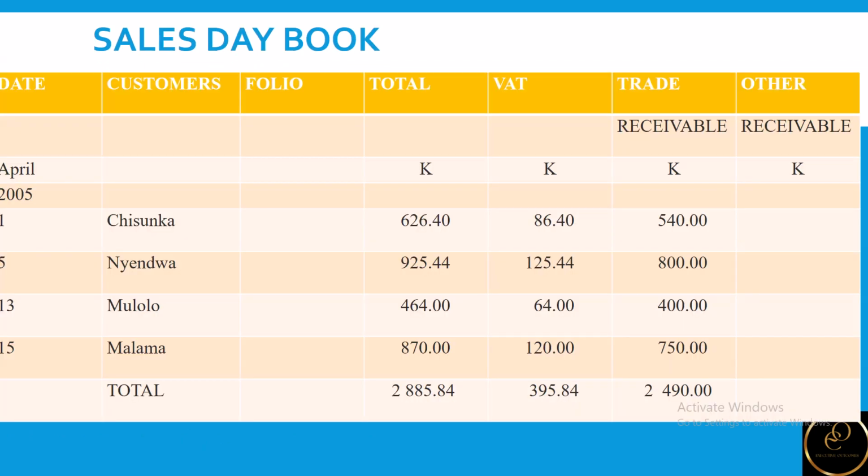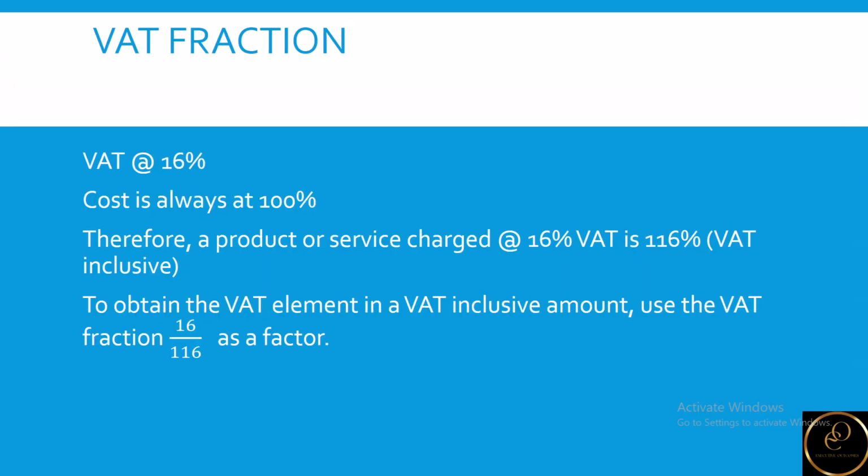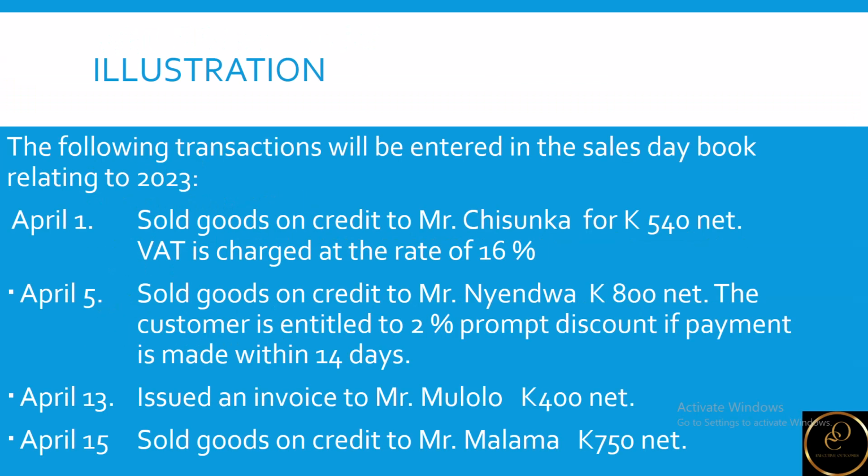Here is Mr. Nyendwa. The trade receivable shows the amount of 800 kwacha net. So all you need to do is find out what is 16% of 800, and you're going to get 125 kwacha for the phone, and that will give you the total of 925 kwacha for the phone. So that is VAT inclusive, 925 kwacha for the phone.